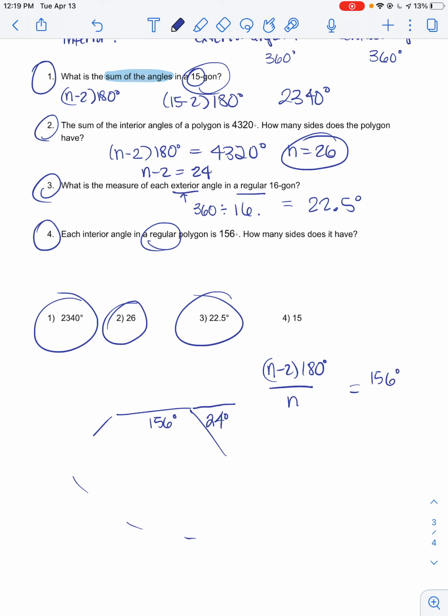It sure is easier to use the same approach that we used in question 3 here in question 4. If I just say 360 represents the sum of the exteriors, one of them is equal to 24 degrees. 360 divided by 24 gives me 15. That's a lot faster than solving this equation, which, by the way, should also give me 15.